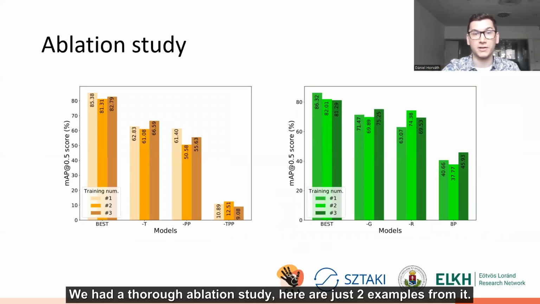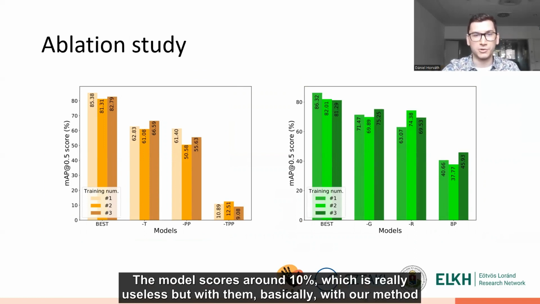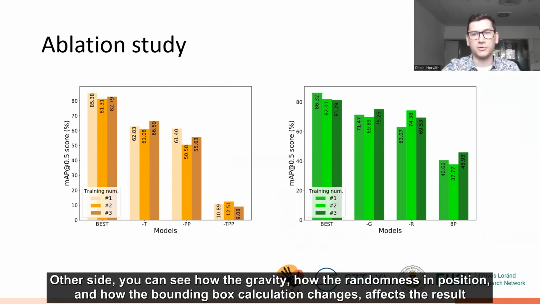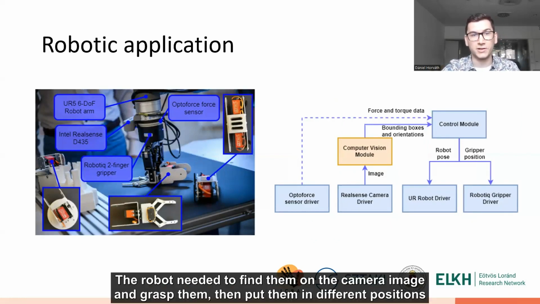For the ablation study, we had a thorough ablation study, with just two examples of them shown here. On the left side, you can see that without texture and without post-processing, the model scores around 10%, which is really useless. But with them, basically with our method, we have an 85% mAP score. And on the right side, you can see how gravity, how randomness in position, and how the bounding box calculation affect the result.